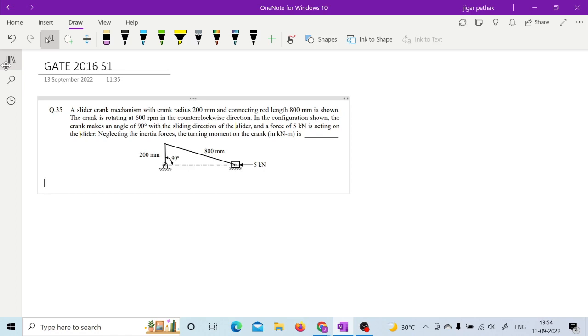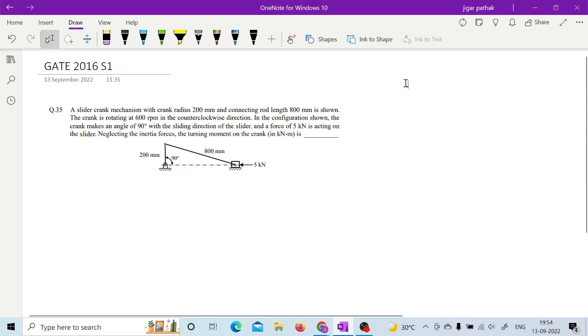that we have to again go for the same way as you have calculated in this particular case, right? Okay, sir. Yes, sir. Okay, so now GATE 2016 session 1, it was asked that a slider crank mechanism with crank radius 200 mm and connecting rod length 800 mm is shown.